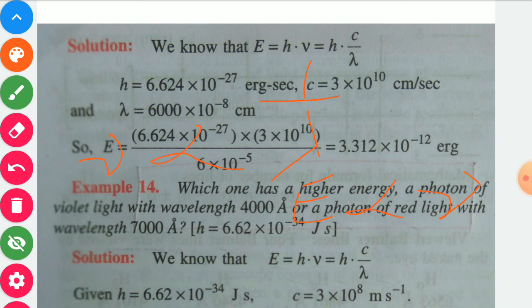So from this question we may write energy is inversely proportional to wavelength, means the wavelength which has more value will have less energy, and the wavelength which has less value will have more energy. By this one you can also guess, or you may implement the formula to find the correct value.